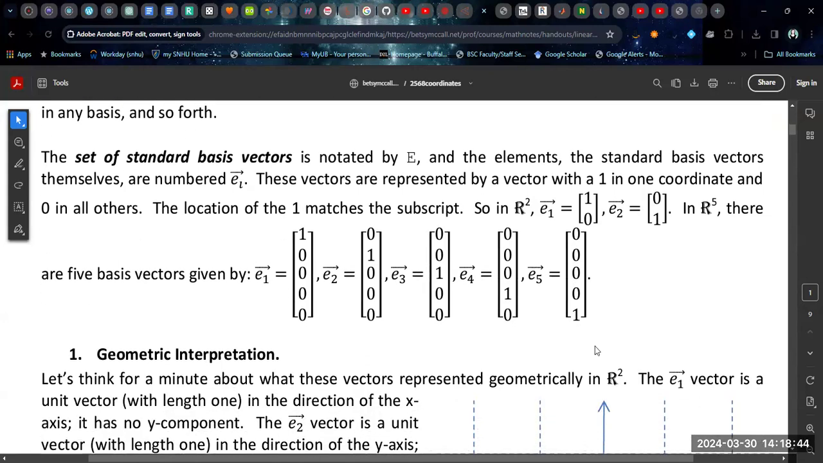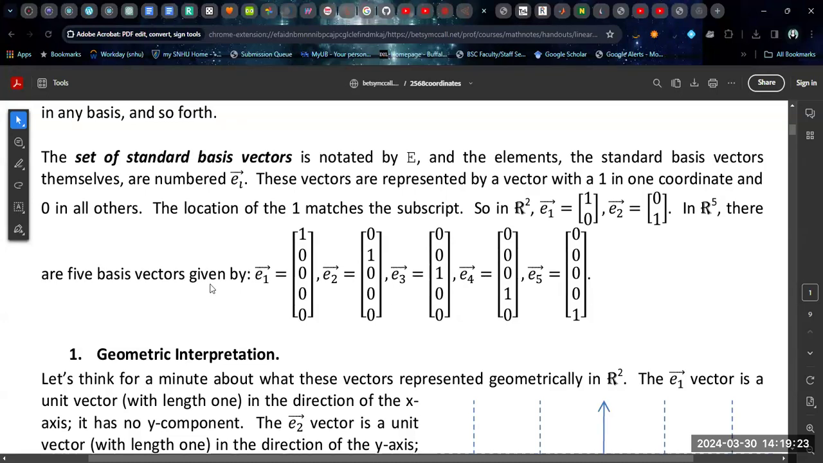Now, the set of standard basis vectors is typically notated by a capital E, often in nasty cursive form. Probably elementary is what it stands for. And then the elements of the standard basis themselves are numbered with a lowercase e, e sub i. So in R2, e1 is (1, 0) and e2 is (0, 1). They're always represented as basically a zero vector, except with a 1 in the position of the subscript.